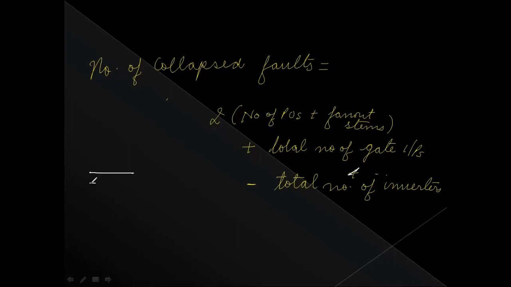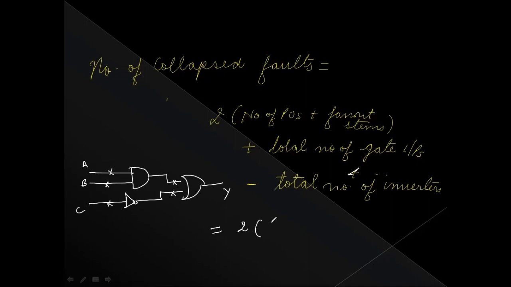So this was my circuit which I had just tested, and it is the output Y. Now I apply the formula: 2 into the number of primary outputs. How many outputs are there? It's only one. Plus fan out stem. This is a fan out free circuit, so I have no fan out stem. I put it as 0.